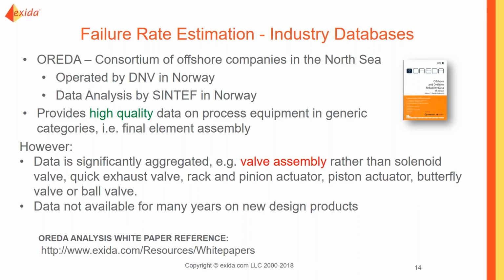Well, all we can do with ERIDA data is say, hey, we have this quick exhaust valve. Let me go to ERIDA. Oh, wait, all that's in ERIDA is valve assemblies. And valve assemblies contain solenoid valves, quick exhaust valves, rack and pinion actuators, butterfly valves. So all these different types of valves are now meshed together and called a valve assembly. So if you're trying to justify failure rates for just one of those, you really can't use that data anymore. And so that's one of the challenges we're starting to face.